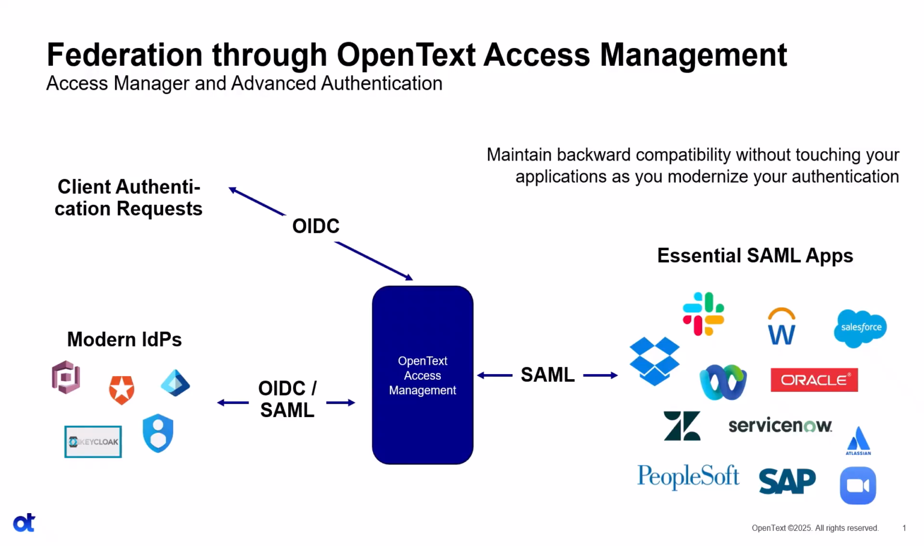OpenText Access Management extends identity federation. As organizations upgrade their security architecture, many face a common challenge: bridging new authentication protocols with existing application infrastructure. In this demo, we'll show how OpenText Access Management serves as a federation gateway, enabling modern OAuth 2 identity providers to authenticate users into legacy SAML-only applications. This lets you modernize identity workflows without rewriting or upgrading your application stack.